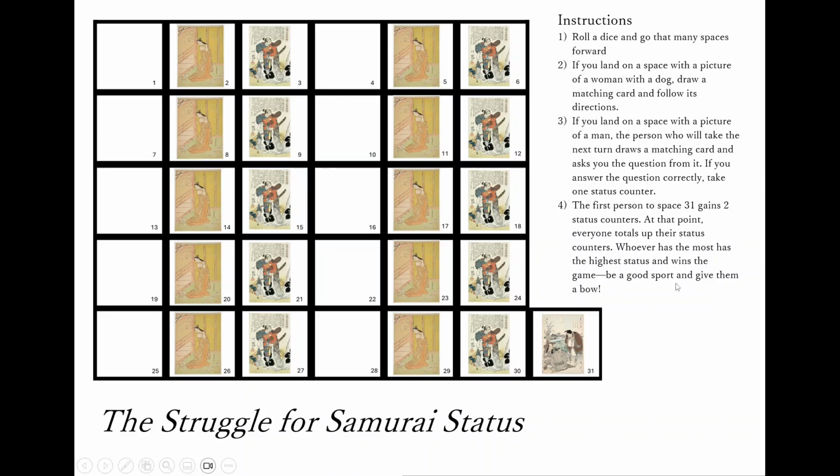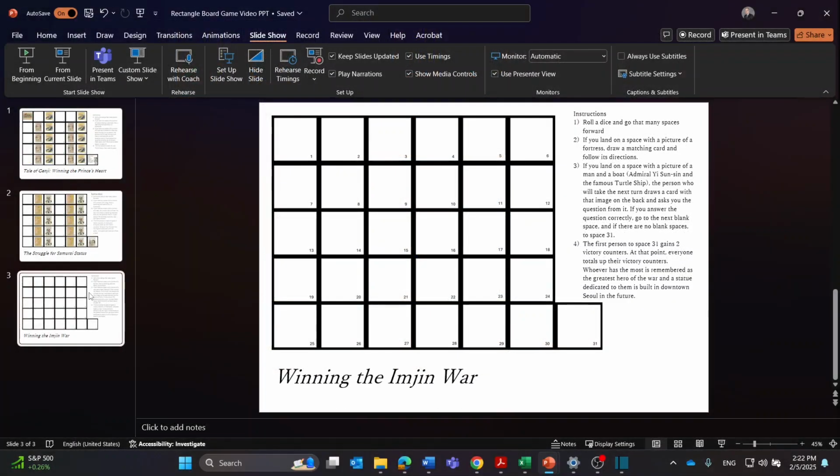And how do you make it in a way that makes sense for the material you're looking at? And so I had this part: whoever has the most has the highest status and wins the game. Be a good sport and give them a bow. And so I'd encourage you, you should bow to the winner. And I've created a template that will hopefully help.